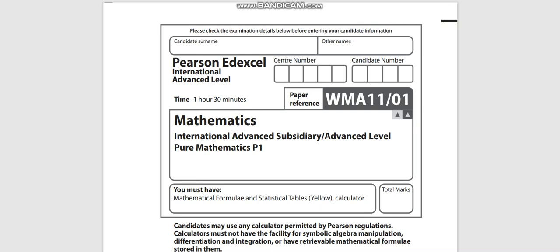So without further ado, let's get started doing this paper, which is Pearson Edexcel International Advanced Level, a new module, Mathematics, Pure Mathematics P1 of June 2021. So let's get right into it.